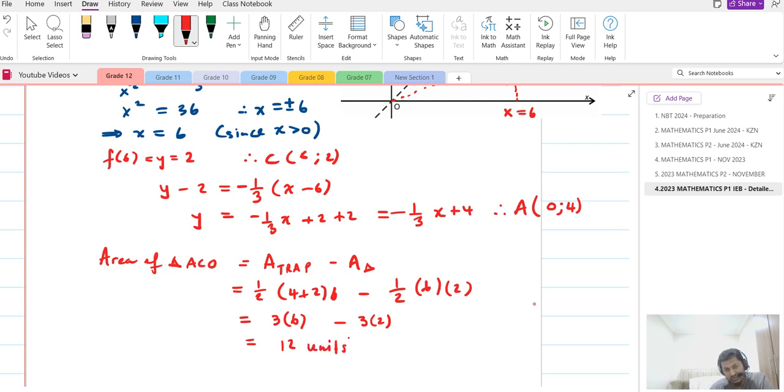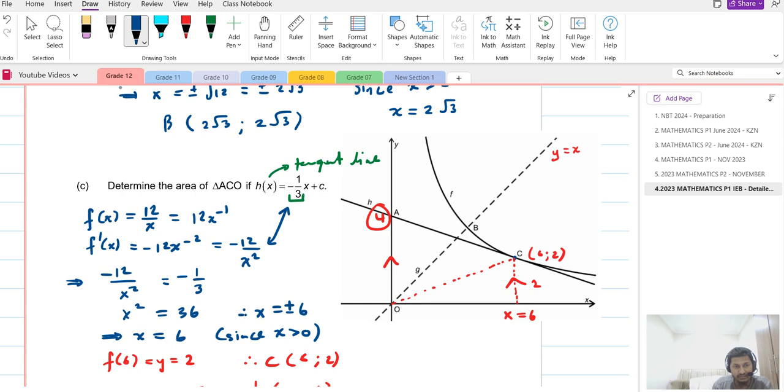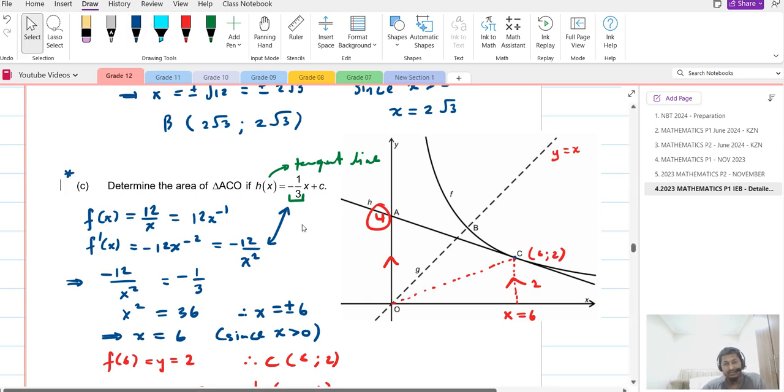I hope you guys understood that. Very nice question. I'm going to put an asterisk here, because that's more like a level 4 type question. Very nice question, guys.